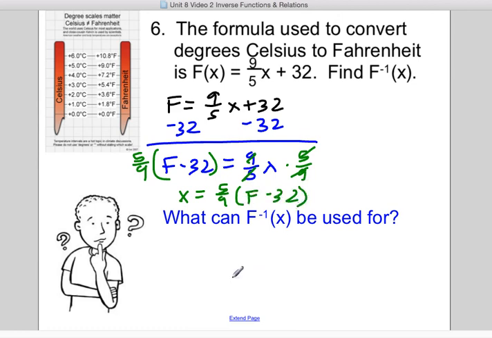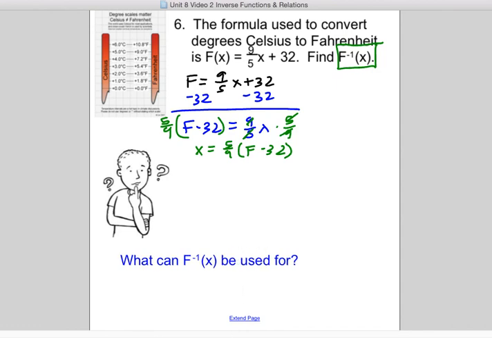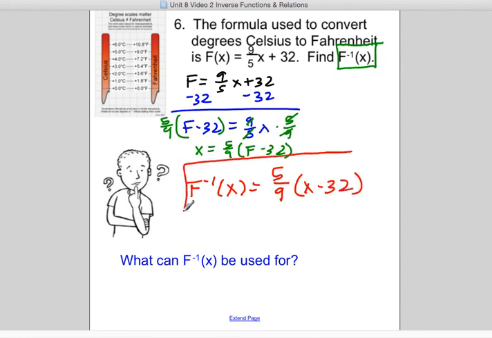This one is a real life situation, but do you see how it tells me to find f inverse of x? So it wants us to rewrite this one in that notation. My final answer would be f inverse of x is equal to 5 over 9, and now I would write x minus 32. So there's my notation.